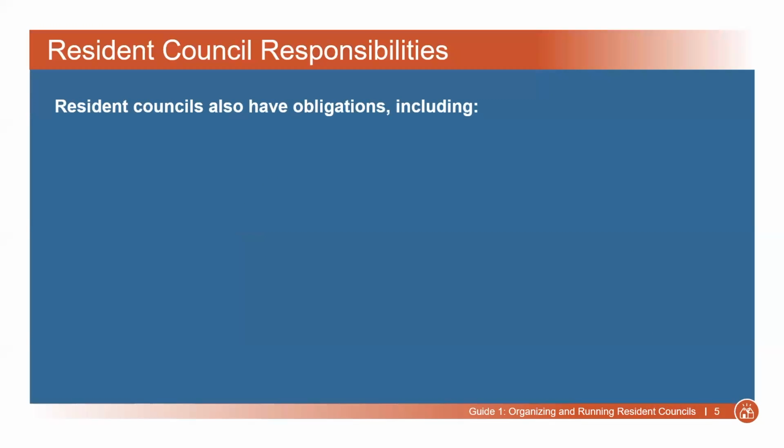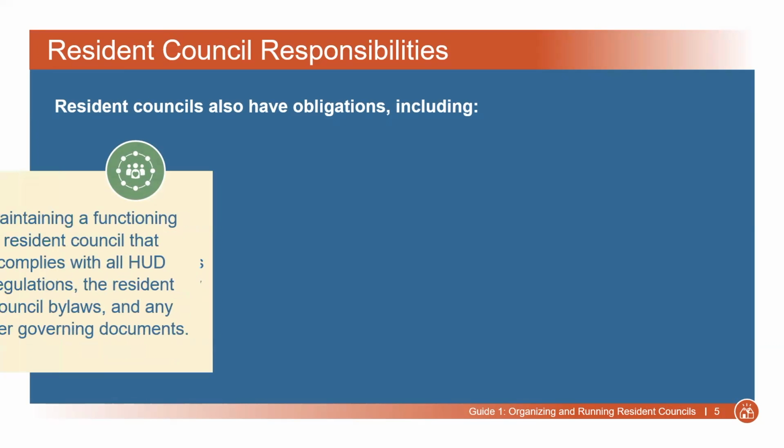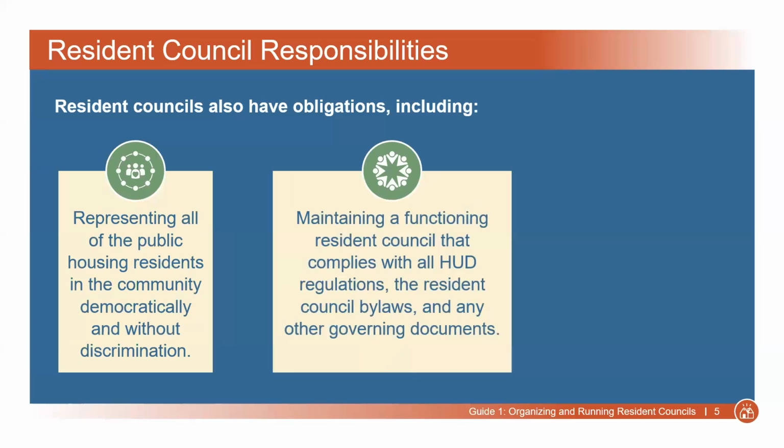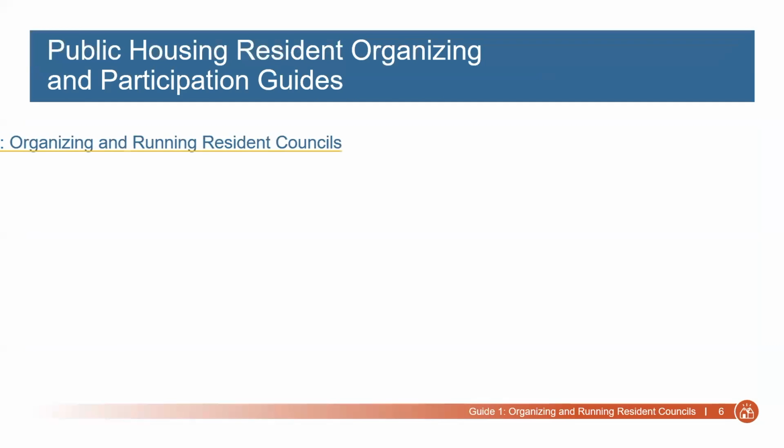Resident councils also have obligations, including representing all of the public housing residents in the community democratically and without discrimination, maintaining a functioning resident council that complies with all HUD regulations, the resident council bylaws, and any other governing documents, and properly administering resident council funds. The training series will walk you through how to organize and run a successful resident council so that you can improve your housing and community.